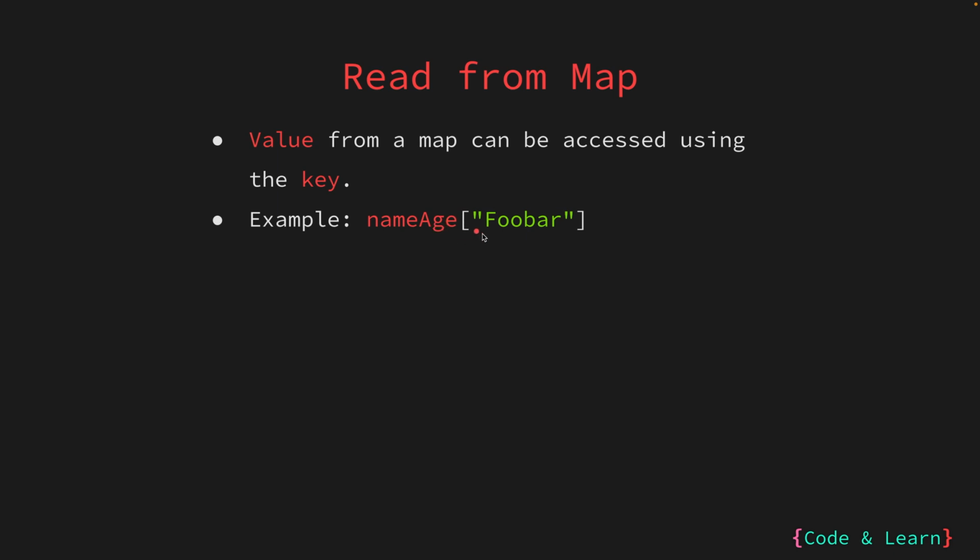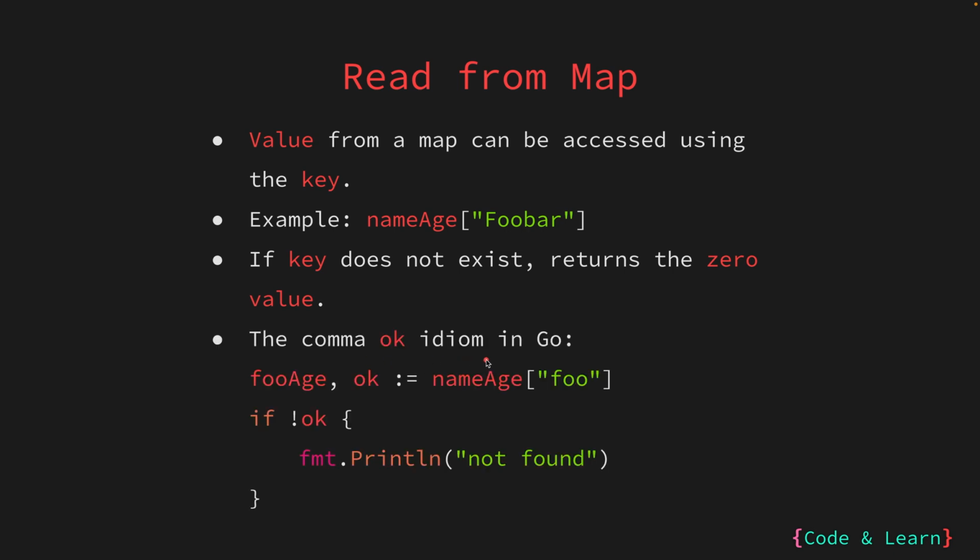And this is how you read from a map. Here, nameAge is a map with string keys, so inside the square braces, we put in the value of the key that we want to retrieve the value for. And this will give you the value of foobar if it exists, or the zero value for the type. As mentioned earlier, if the key does not exist, it returns a zero value.